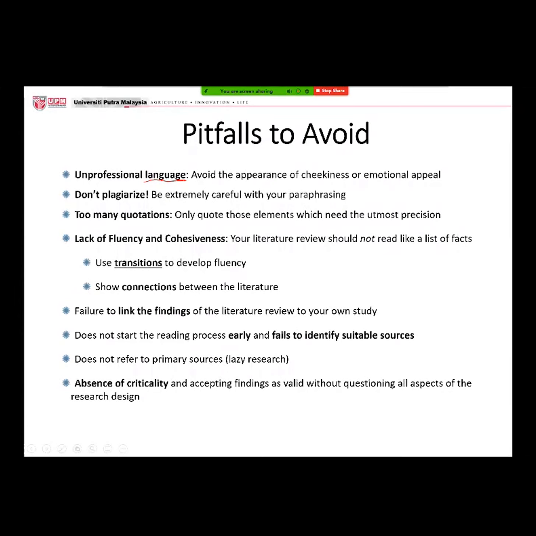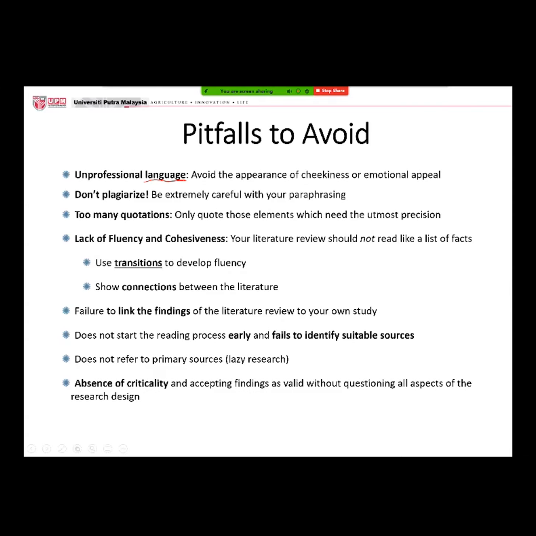Failure to link the findings of the literature review to your own study. This happens sometimes because usually you just put in everything that you find in the literature into your own literature review, and sometimes it doesn't link to one another, so you have to avoid that. Does not start the reading process early. Yes, because remember, read, read, read. You have to read a lot.